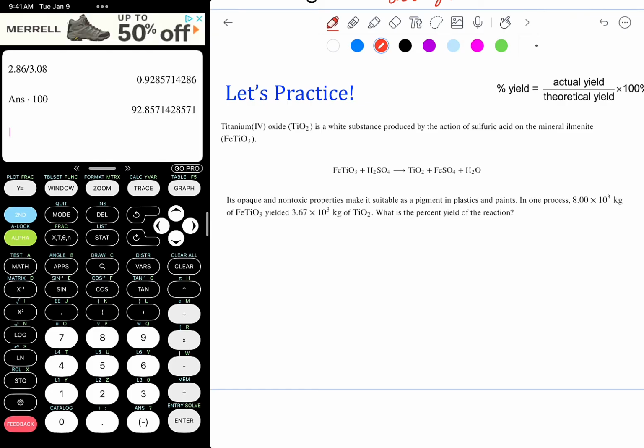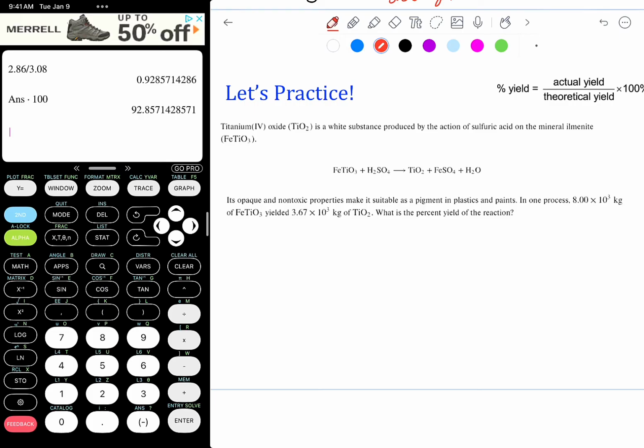So we're given our balanced reaction here. The only thing that we have to do is convert from kilograms to grams of our reactant, and then from grams to moles, so that we can go between moles of our reactant to moles of product, so that we can compare to our actual yield.